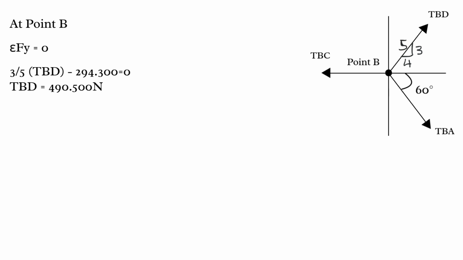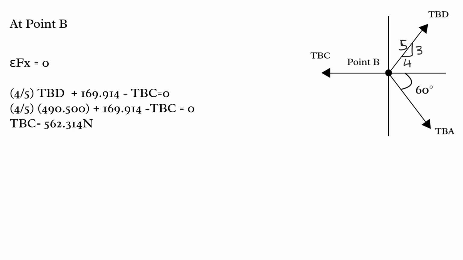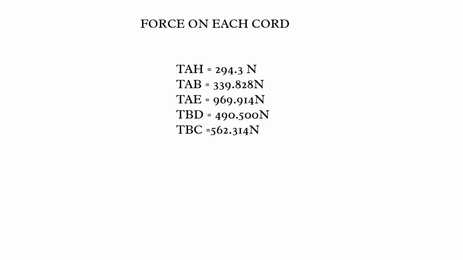After that, we solve the Fx. Now, we got TBC equal to 562.314 Newton. And now, we put all the results we got, and here is the force on each cord. Thank you.